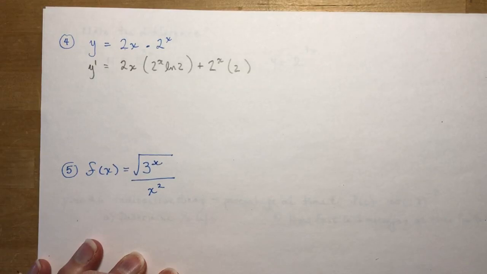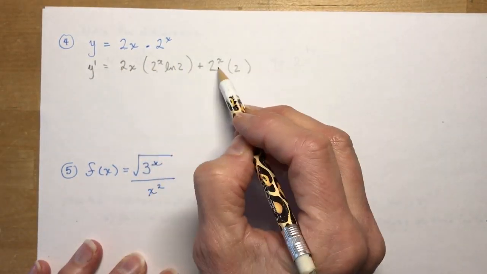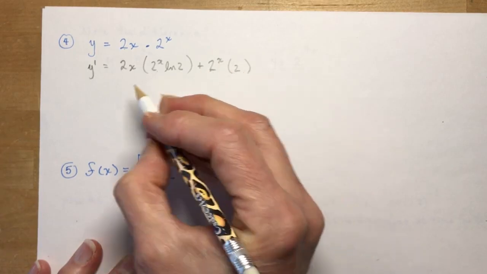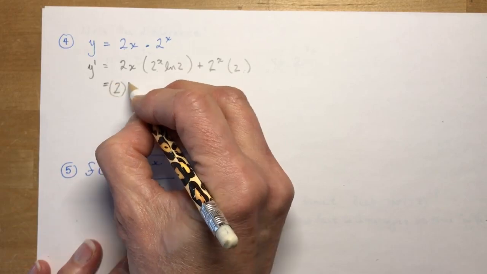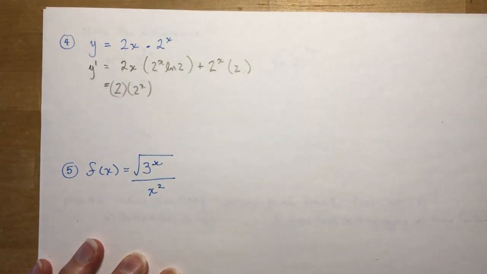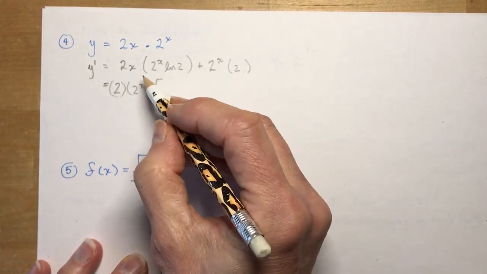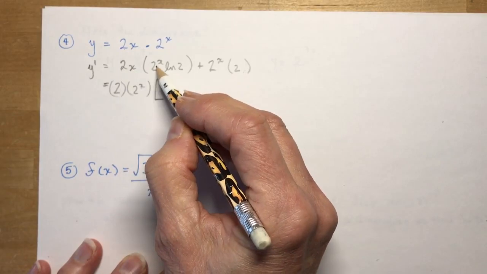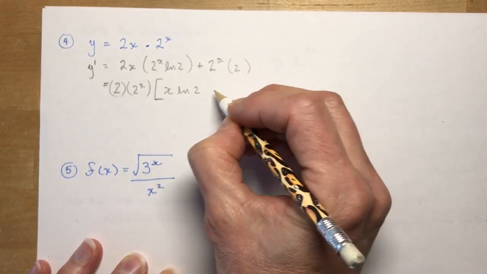Now I'm going to look for common factors. So I have a 2, and I have a 2 to the x, and I have 2 and 2 to the x here. This is the hard part, right? So 2 times 2 to the x. Do not multiply those together, whatever you do. So that's my common factor. And what am I left with if I take out 2 to the x? I have x ln 2 plus 1.